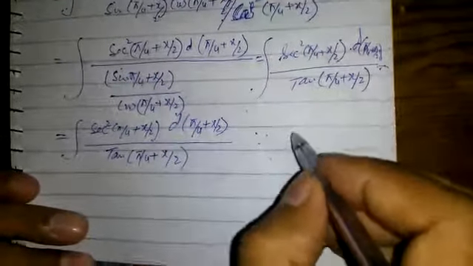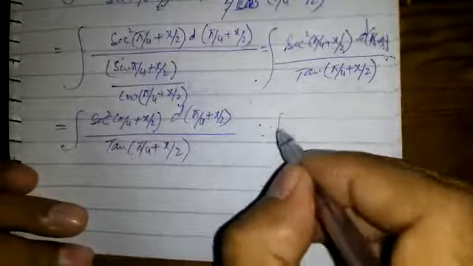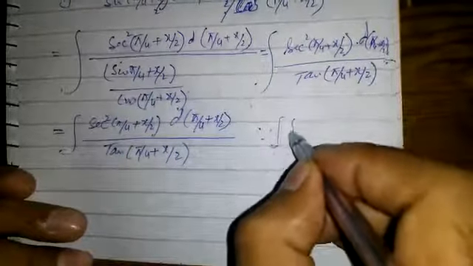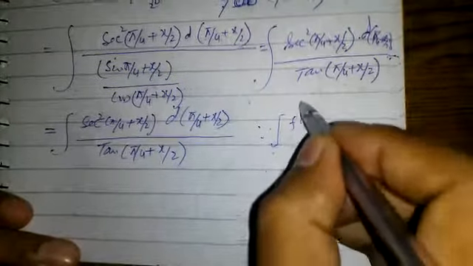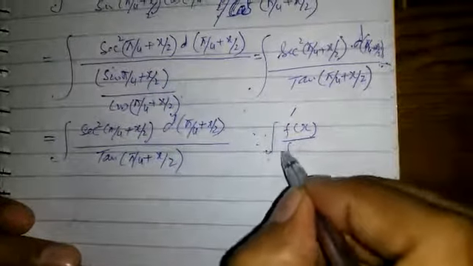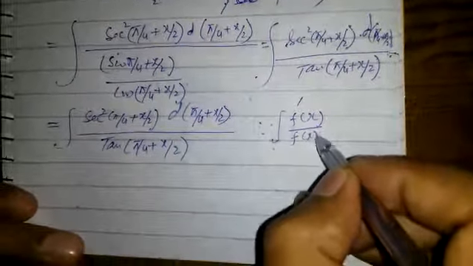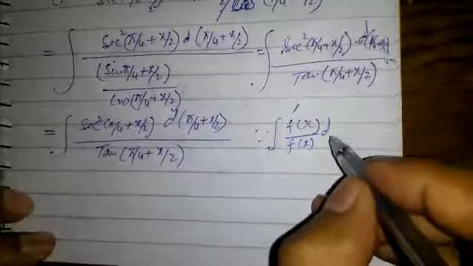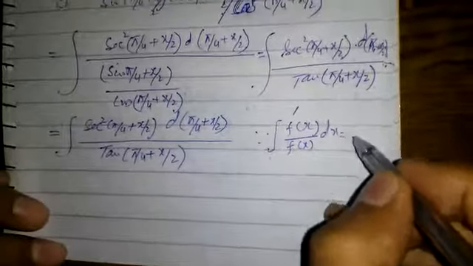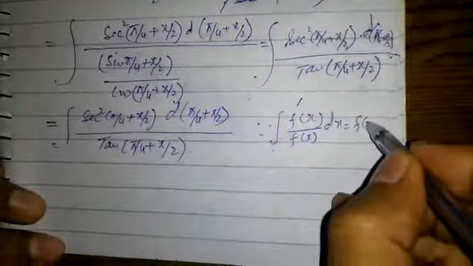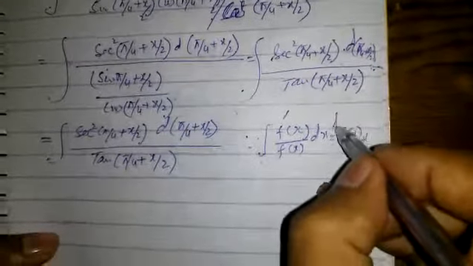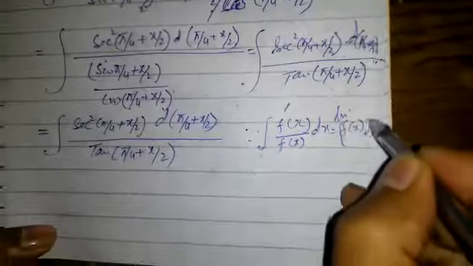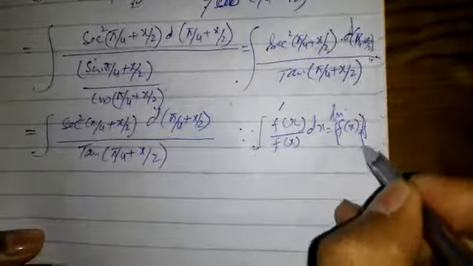We know integral f prime x over f x dx is equal to log of f x plus c.